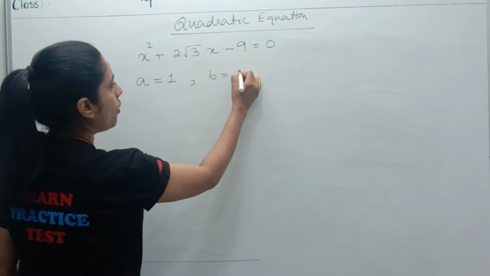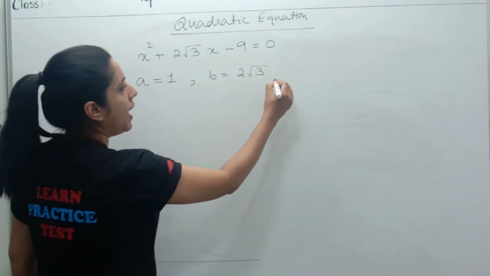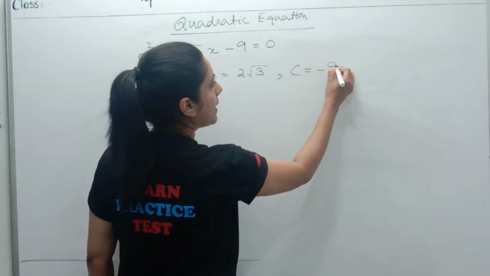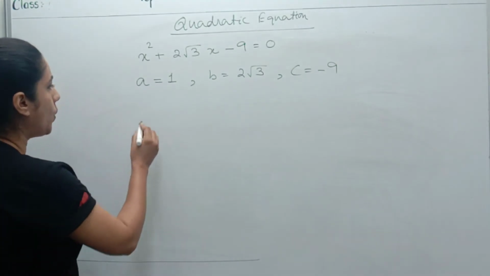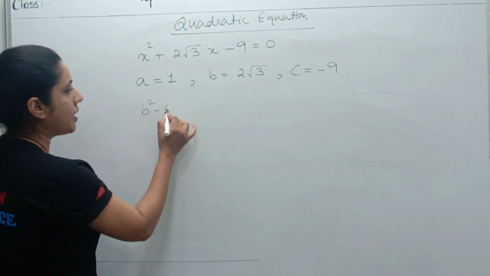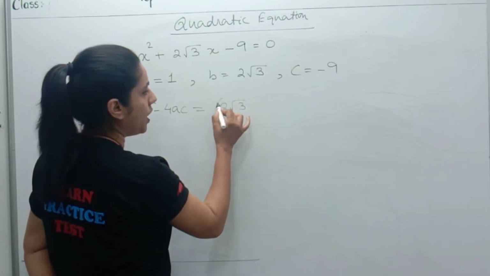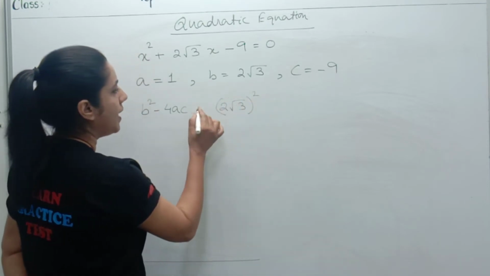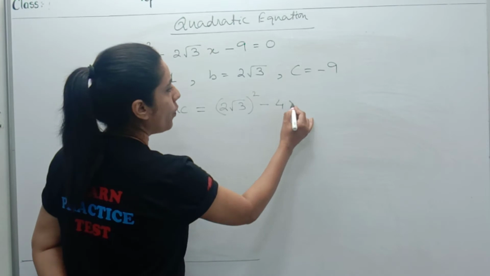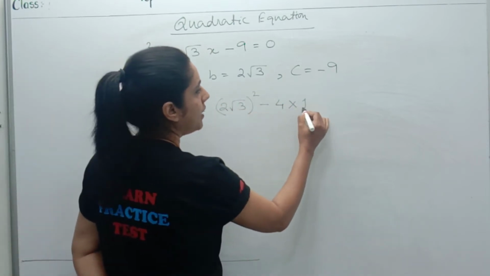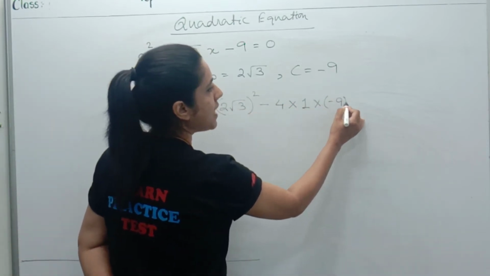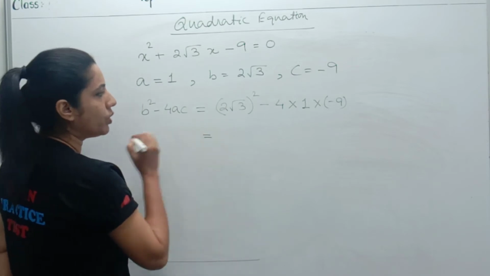B is coefficient of x, that's 2 root 3. And C is your minus 9. So let us find out b square minus 4ac. So b square is 2 root 3 whole square minus 4 into a, that's 1, into c, that's minus 9. So now 2 root 3 whole square.